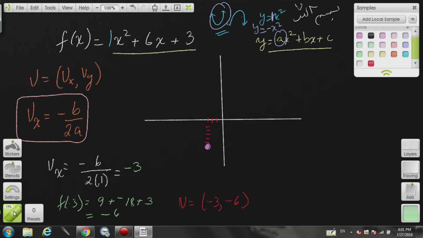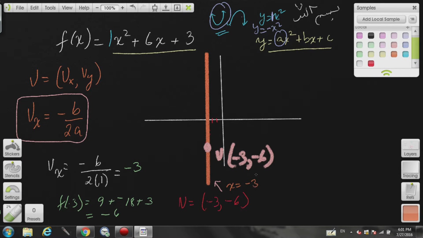Axis of symmetry, it's going to be symmetrical. This graph is going to be symmetrical, right? Half of this is going to be on one side, and the other half is going to be on the other side. Here's the axis of symmetry, okay? So this is the vertex, okay? So that's the axis of symmetry. The equation for the axis of symmetry, by the way, is x is equal to -3. That's the axis of symmetry.